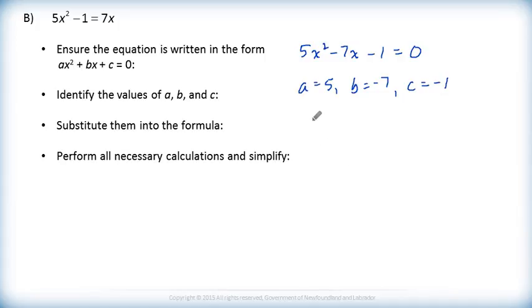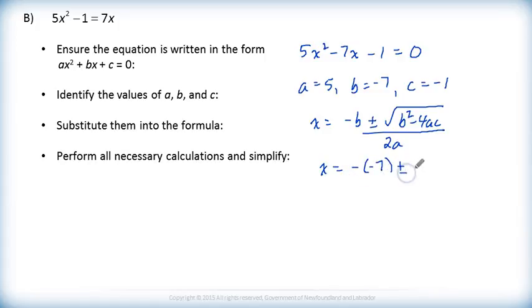Substitute those values into the formula. So our formula is, once again, negative b plus or minus the square root of b squared minus 4ac all over 2a. So we've got x equals negative of negative 7 plus or minus the square root of negative 7, but it's all being squared, and minus 4 times 5 times negative 1, all over 2 times our a value, which is 5.